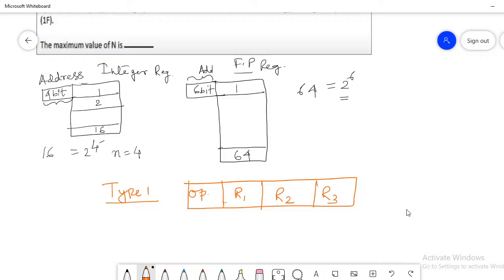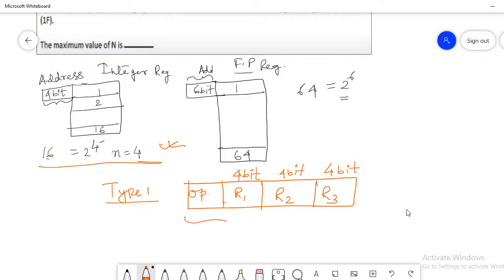You have 3 integer registers, and how many bits are there to represent the address of an integer register? 4 bits. So this means 4 bits of address are basically required. From there you have found how many bits are required, because each register address is 4 bits. Because you have 16 registers available, 4 bits are there.